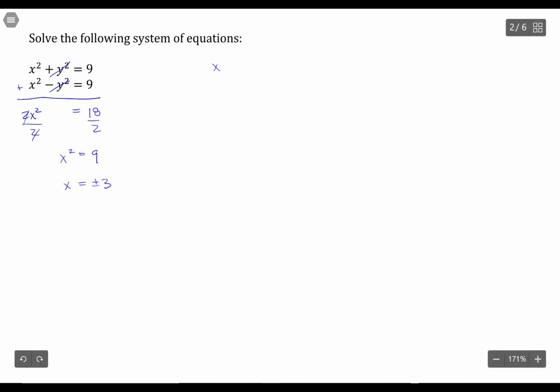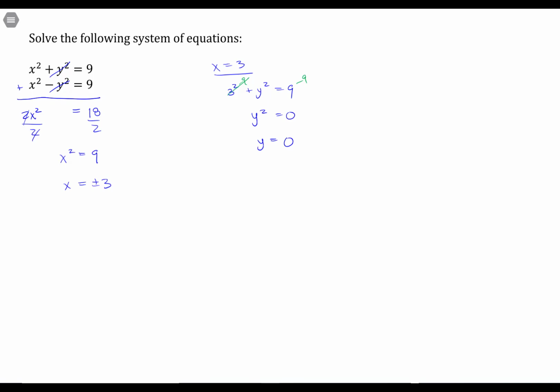If x is equal to positive 3, then that would be 3 squared plus y squared is equal to 9. So 3 squared is 9, and therefore if I subtract 9 from both sides, that would cancel. So that gives me y squared equals 0, or y equals technically plus or minus 0, but that's of course just 0 itself. So one solution is positive 3, 0.